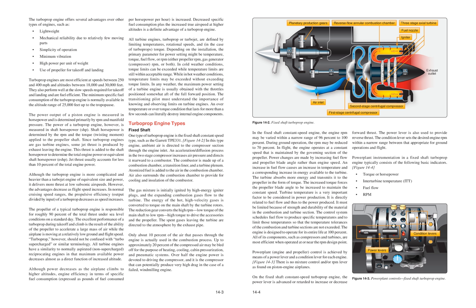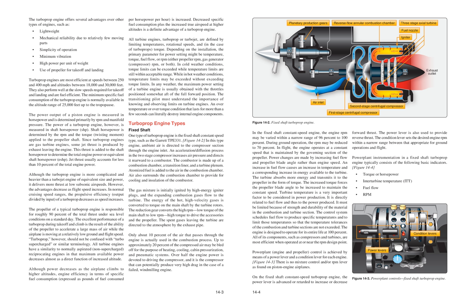The turboprop engine offers several advantages over other types of engines, such as lightweight, mechanical reliability due to relatively few moving parts, simplicity of operation, minimum vibration, high power per unit of weight, and use of propeller for takeoff and landing. Turboprop engines are most efficient at speeds between 250 and 400 miles per hour and altitudes between 18,000 and 30,000 feet. They also perform well at the slow speeds required for takeoff and landing and are fuel efficient.